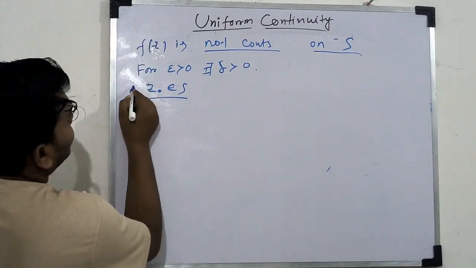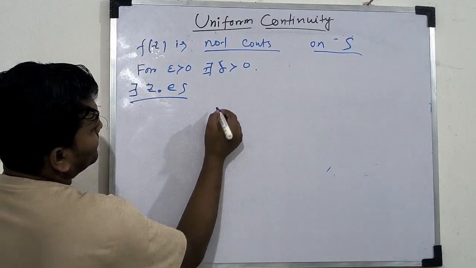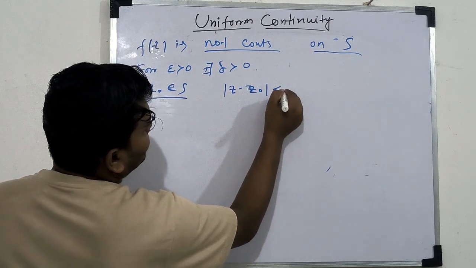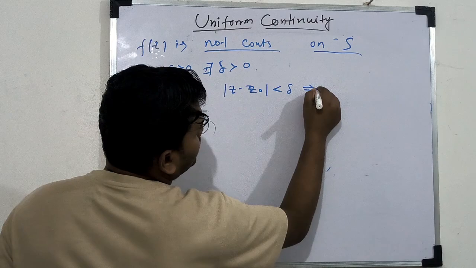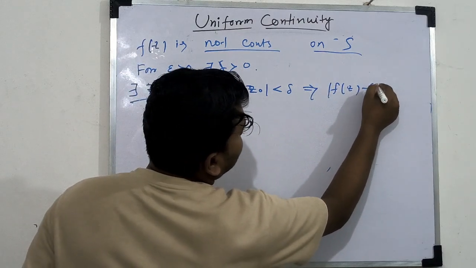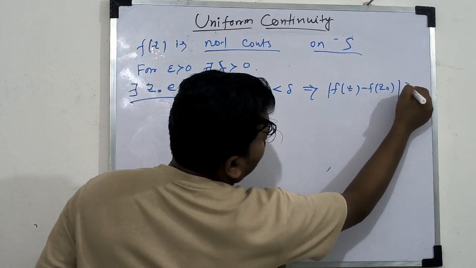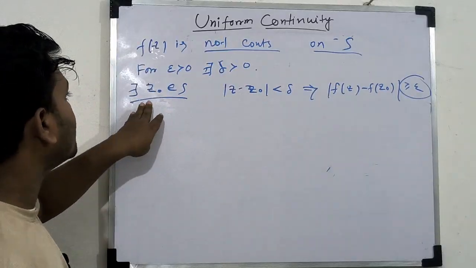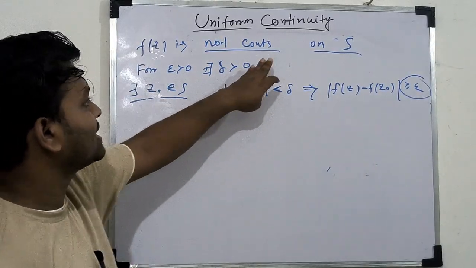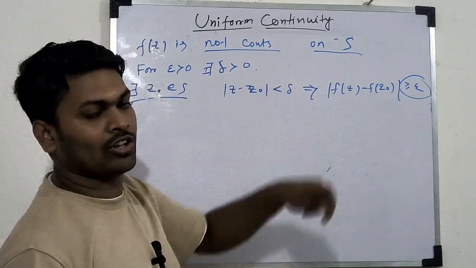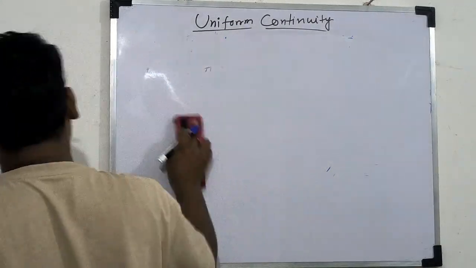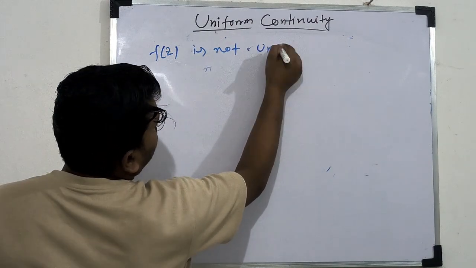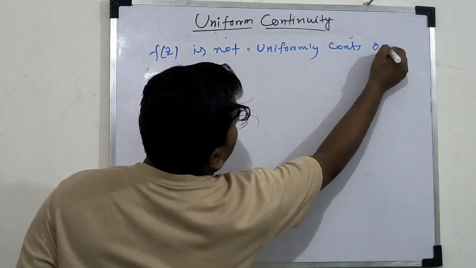So if we can find z0 belonging to S such that |z minus z0| less than delta, which implies |f(z) minus f(z0)| greater or equal to epsilon, then this function will be not continuous at this z0. That means this function will be not continuous on the set. So now we discuss non-uniform continuity.